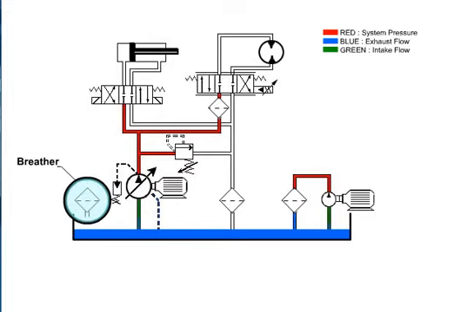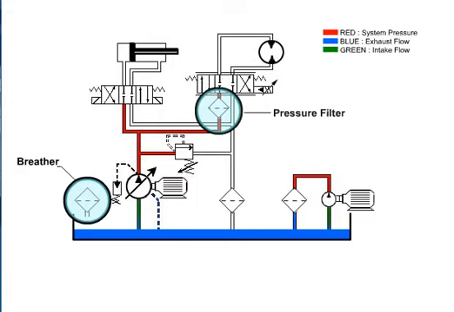Filter breathers are critical in prevention of airborne particulate ingression. As the system operates, the fluid level in the reservoir changes. This draws in outside air, and with it, airborne particulates. The breather filters the air entering the reservoir.